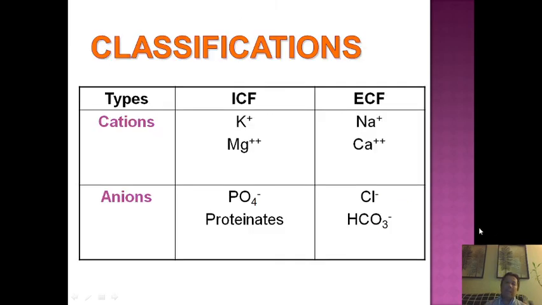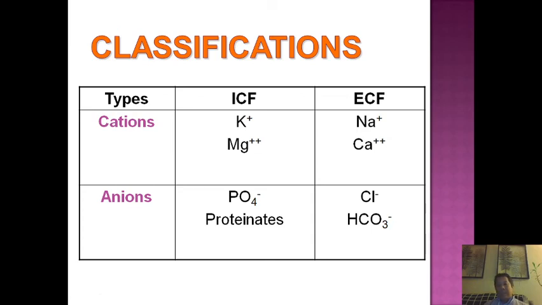So, again, to review, what are the major electrolytes in body fluids? We have cations inside the cells, the intracellular cations, particularly magnesium and potassium. We also have cations, or positively charged electrolytes, outside the cells in the extracellular compartment, basically your sodium and your calcium. The anions are phosphate and proteinates in the intracellular compartment, and we have chloride and bicarbonate in the extracellular compartment.